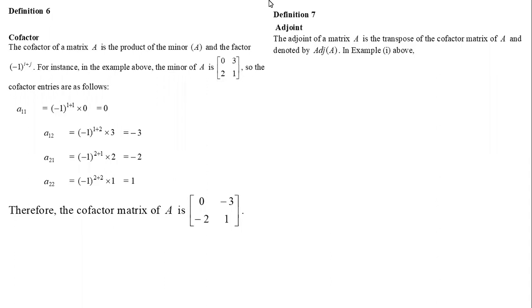Now, the last thing I want to get now is the adjoint. You know, from the formula of inverse, what do we need? We need the adjoint. Now, I said we cannot get the adjoint without knowing your minor and your cofactor. After getting your minor and cofactor, then you can now get your adjoint. And what is the adjoint? Adjoint is just the transpose of your cofactor.